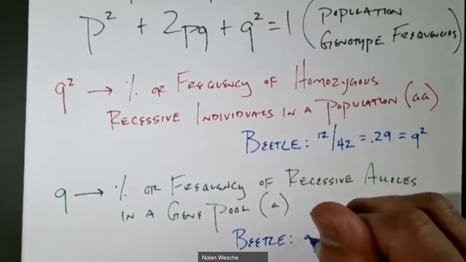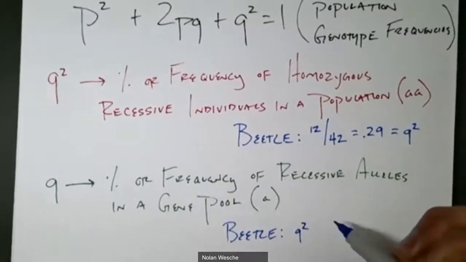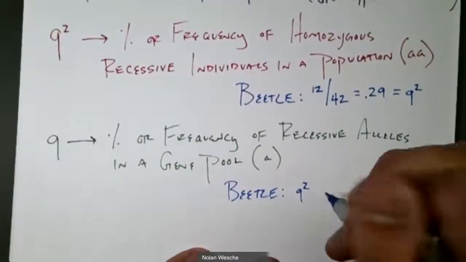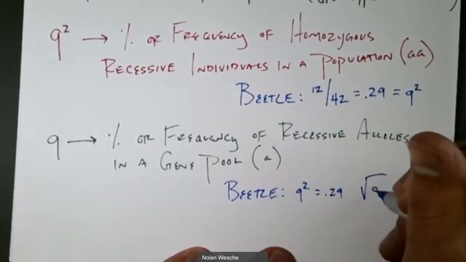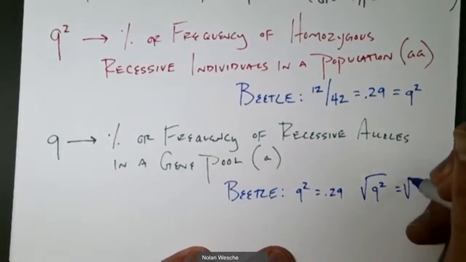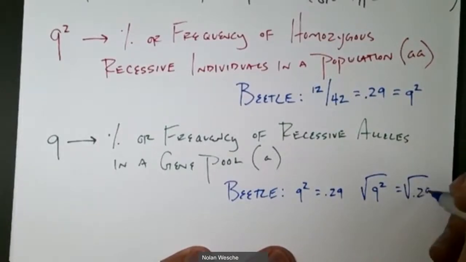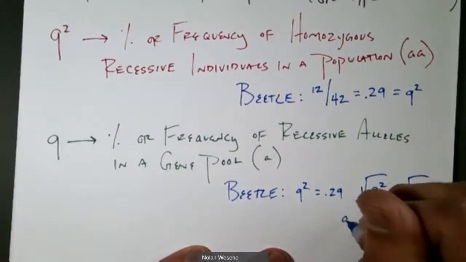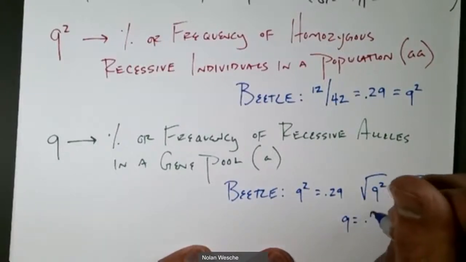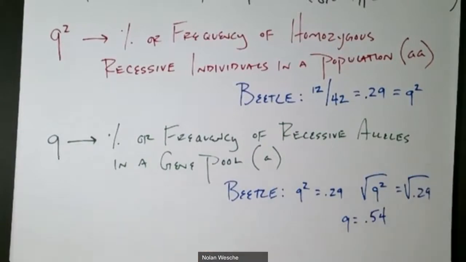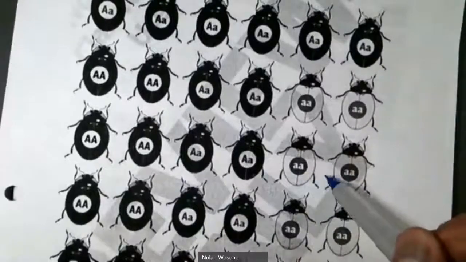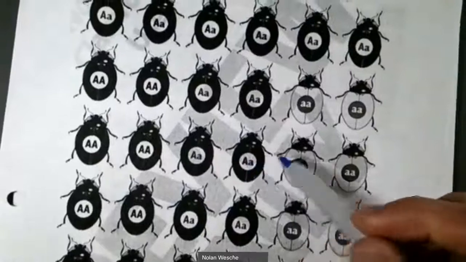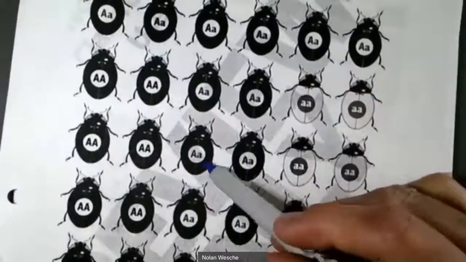we're going to take my Q squared value, which I have from earlier, right? It's 0.29. I'm going to then go ahead and square root that. So Q squared square rooted. That's going to give me Q with a value of 0.54. 54%. That tells me that we're projecting that 54% of my alleles on this page are little a. That means 54% of the letters on this page are little a.